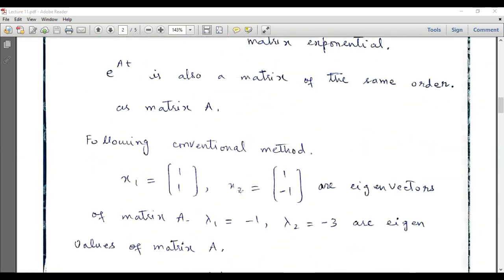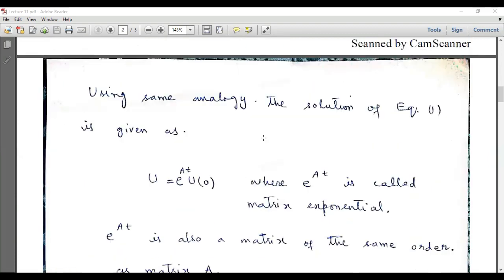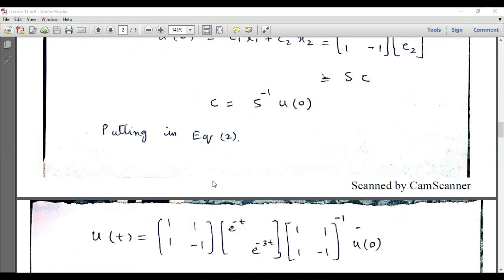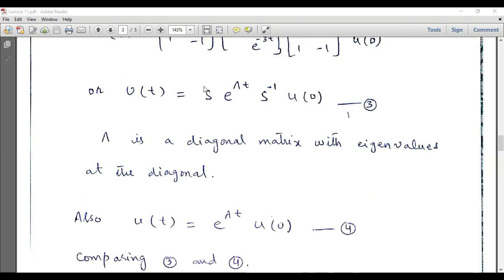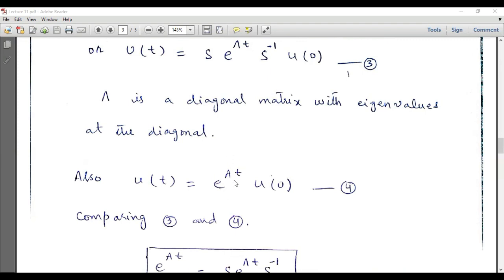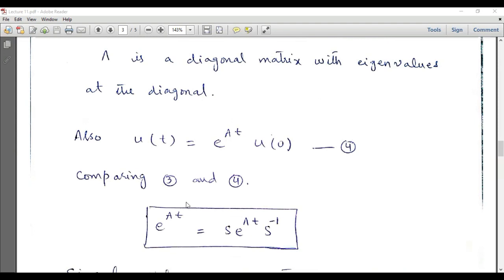And from this equation, we know that the solution is u equal to e^(At) u(0), and here we have u(t) equal to S e^(Λt) S inverse u(0). So we can compare these two equations. So by the comparison, we can conclude that e^(At) is equal to S e^(Λt) S inverse, right? So e^(At) is equal to S e^(Λt) S inverse. So this is how we can evaluate the matrix exponential.